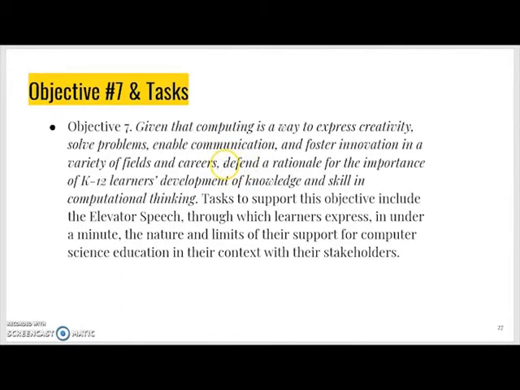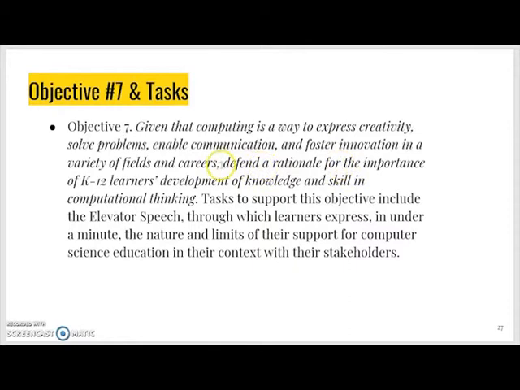So again, when I tell them to defend a rationale, I also remind them that they may not actually agree with the innovation of CT yet. They're not through the whole course, and it could be when they arrive at the end that they don't want to have anything to do with it in their K-12 context. But I'm not finding that to be the case during the first implementation of the course.